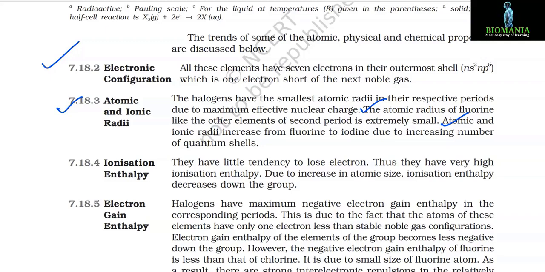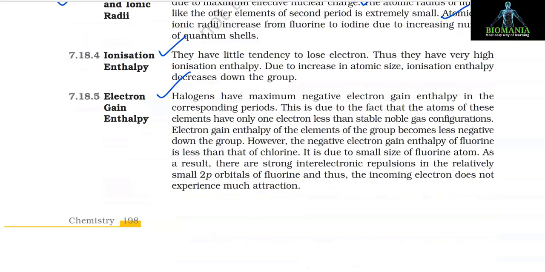Ionization enthalpy. They have little tendency to lose electrons, thus they have very high ionization enthalpy. Ionization enthalpy decreases down the group due to increase in atomic size. After that, electron gain enthalpy. Halogens have maximum negative electron gain enthalpy in the corresponding periods. This is due to the fact that the atoms of these elements have only one electron less than stable noble gas configurations. Electron gain enthalpy of the elements of the group becomes less negative down the group.